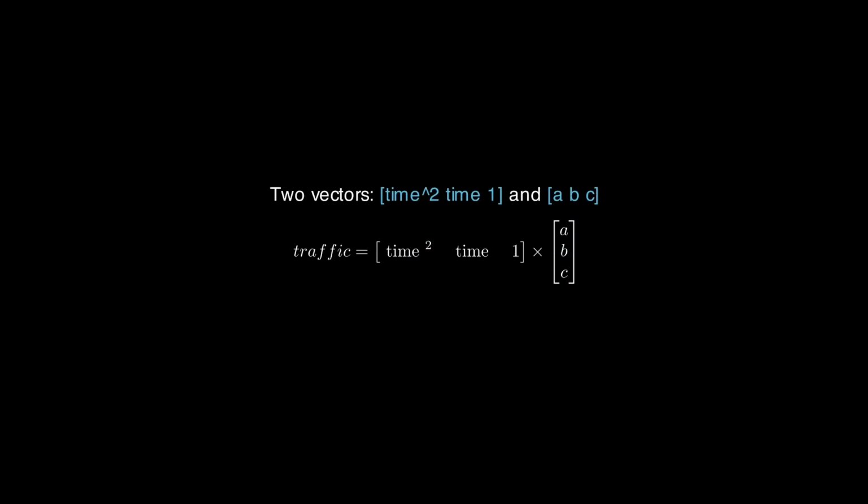Our goal is to automate traffic calculation for the desired time. So let's start by breaking down the matrix multiplication of the traffic equation, step by step. First, we start by multiplying the constant a by time squared. Next, we multiply the constant b by time. Lastly, we add the constant c to complete our equation.